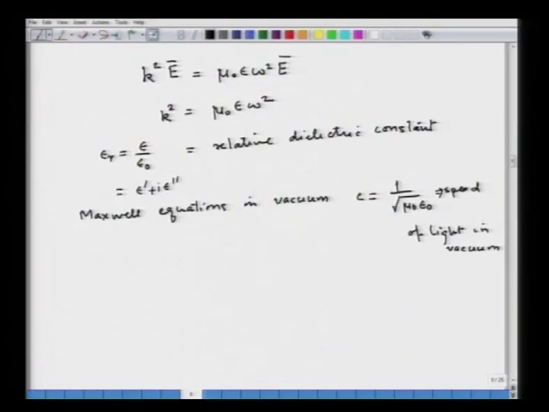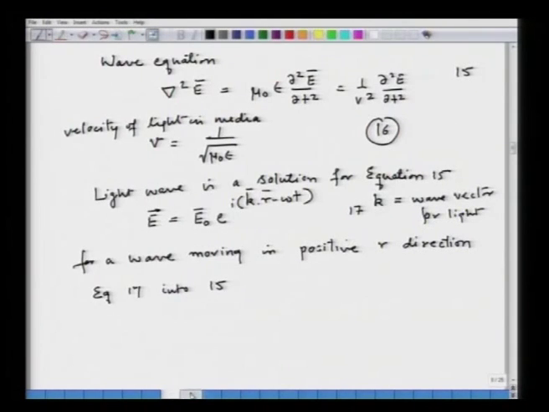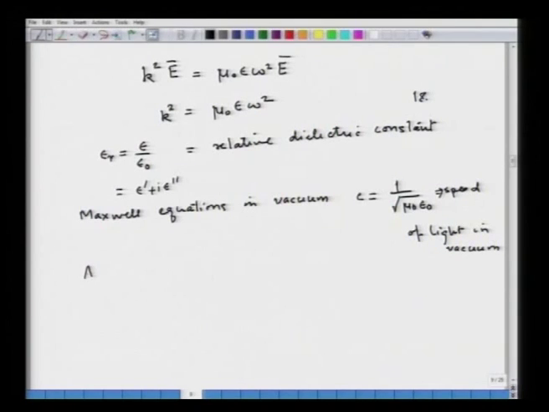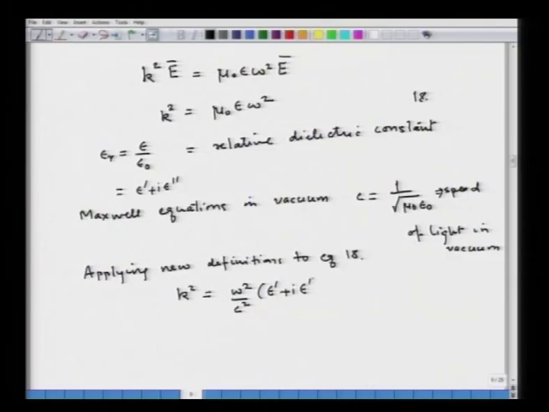Now, applying these new definitions to equation number 18, we are going to get k square is equal to omega square over c square times epsilon prime plus i epsilon double prime. And we know that this is in the medium or in the material, and we know that k square is equal to omega square over c square in vacuum.